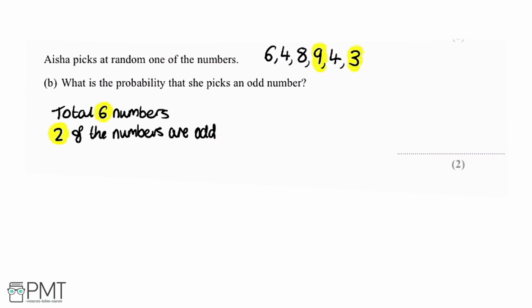So the probability that she picks an odd number, she's got a 2 in 6 chance. So we're going to write it like a fraction like that. And if we get that correct answer there, we get 2 marks.